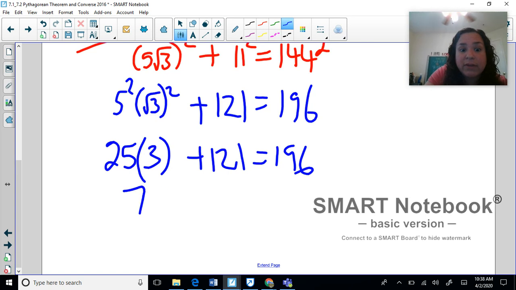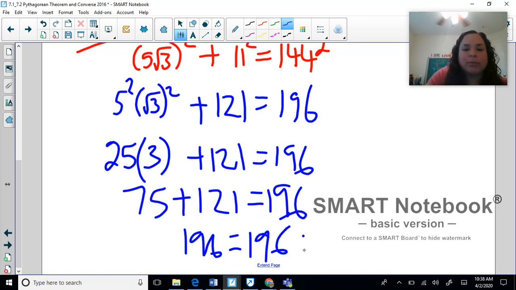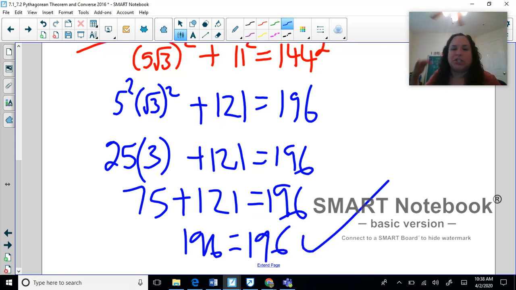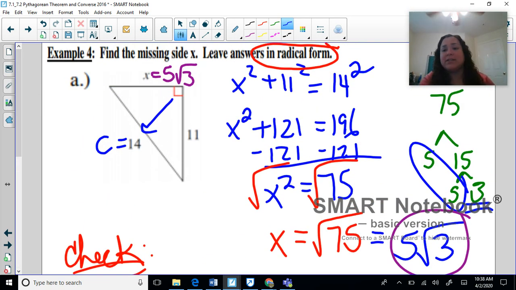Okay, we're going to multiply 25 times 3. That's going to be 75 plus 121 equals 196. And guess what? If we add 75 plus 121, we get 196. Bada bing, bada boom. There it is. We got it. It checked, which means that the value of x is 5 square root of 3. Good job. We did that very, very well.